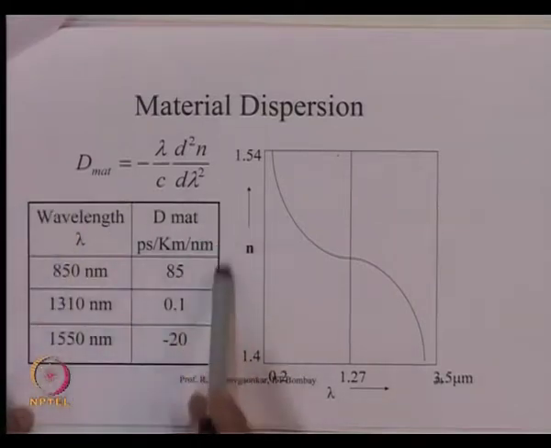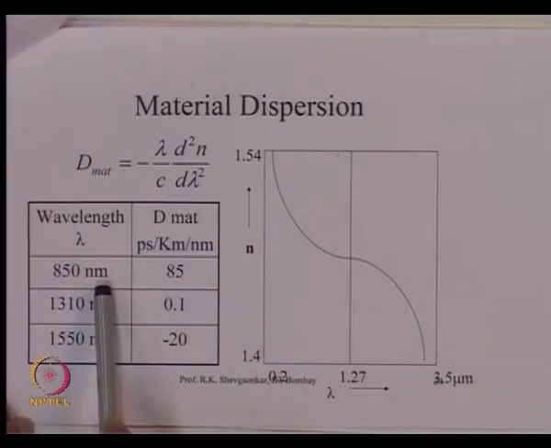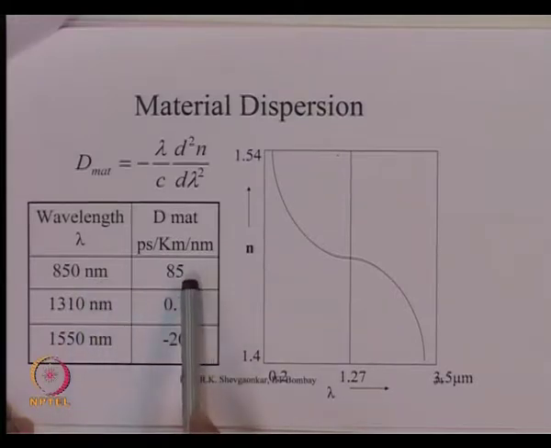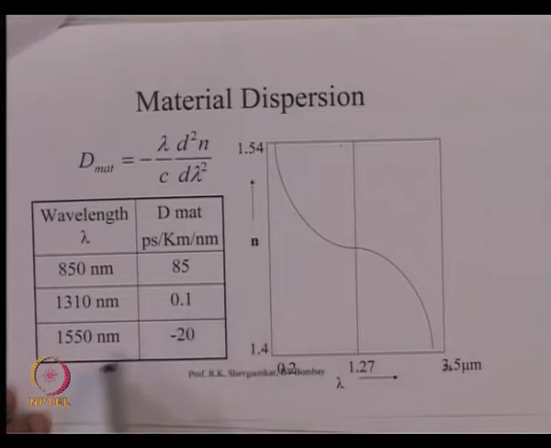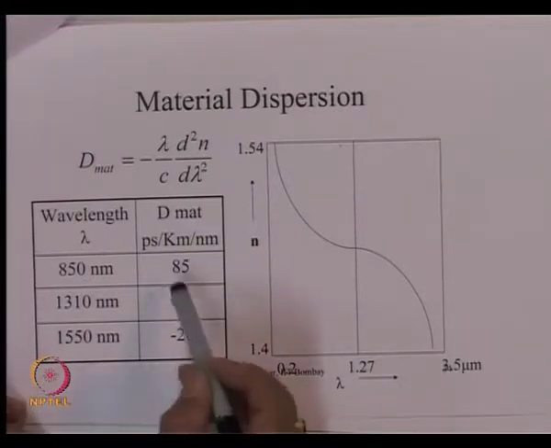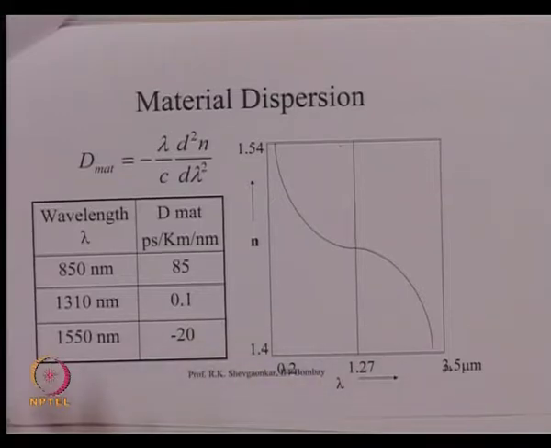So, these are the quantitative numbers which we saw last time, that at 850 nanometer wavelength the material dispersion is rather large. It is 85 picosecond per kilometer nanometer. If you go to 1310, then you get 0.1, and if you go to 1550, you will get minus 20. Now we have here a positive sign and a negative sign. So if I look at the sign of this, what does the sign really mean? The dispersion is a parameter which tells you by what factor the pulse is going to broaden when it propagates on the optical fiber.